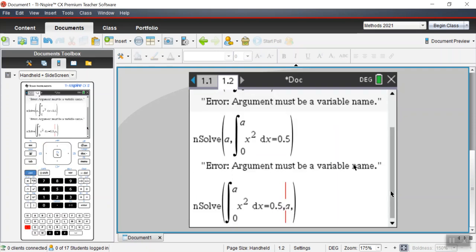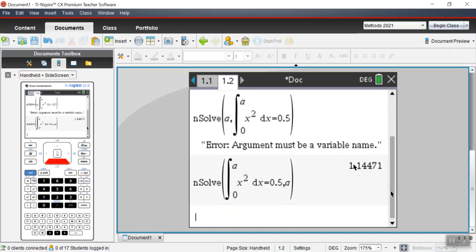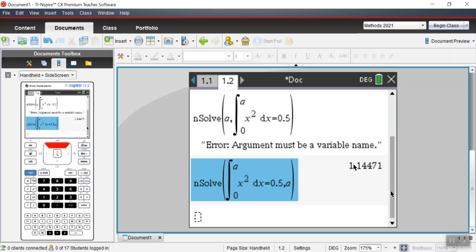Yes, nsolve. I was talking about the function that I was saying was x squared. So if we want to find the median of x squared, you use nsolve like on the screen to find that a value. And that's where the median lies, at a equals 1.14471.